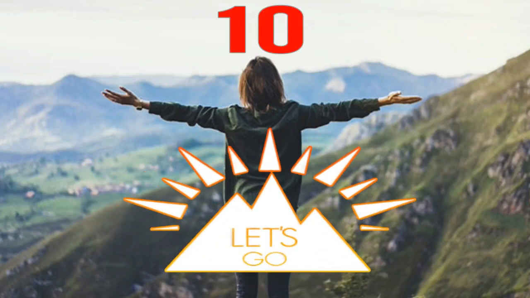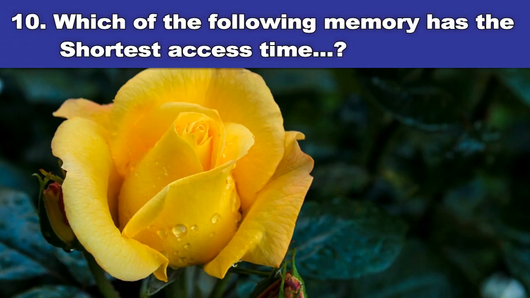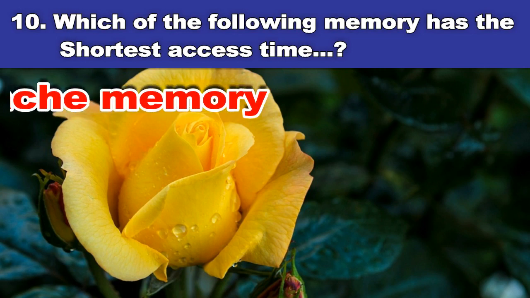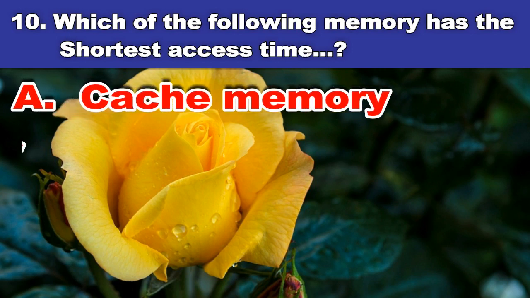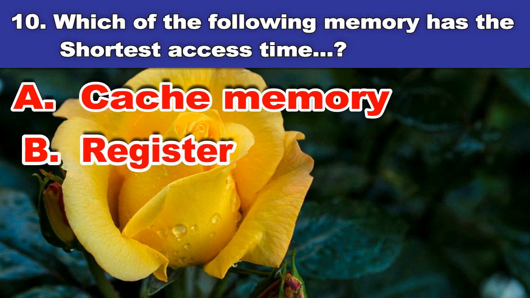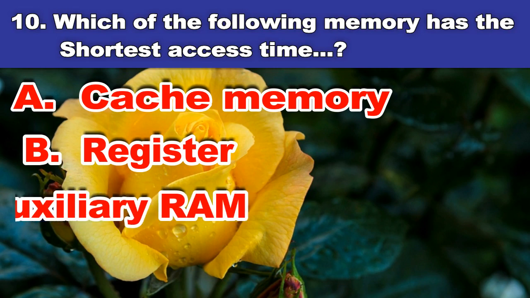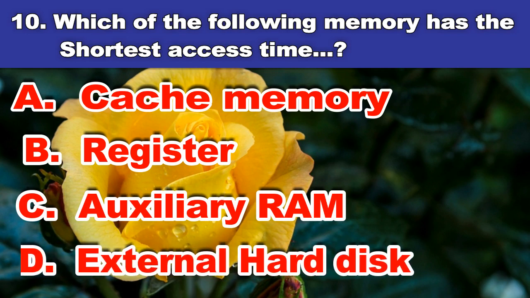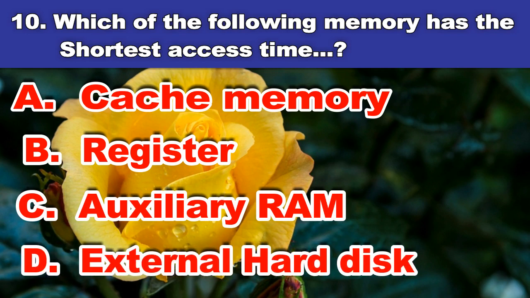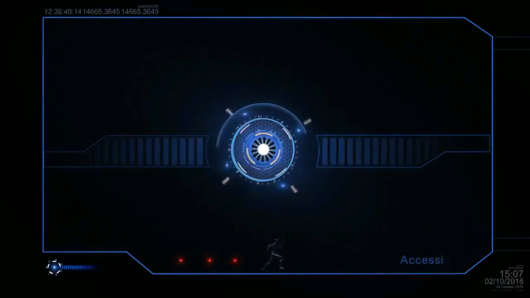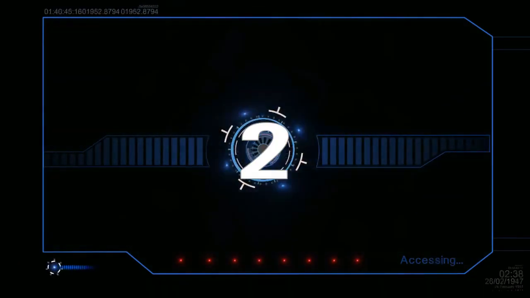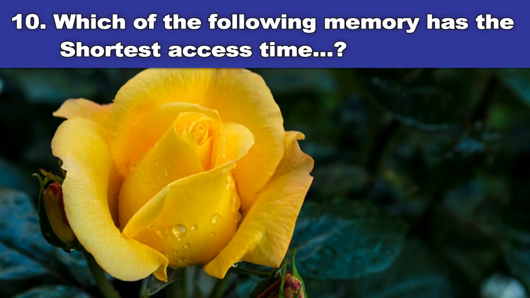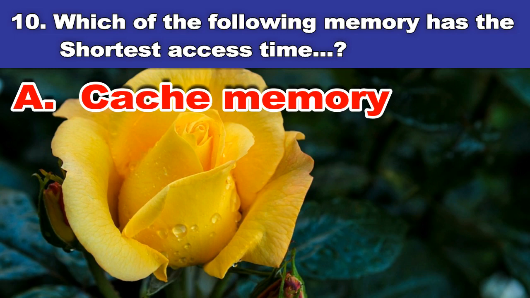10th question. Which of the following memory has the shortest access time? A. Cache memory, B. Register, C. Auxiliary RAM, D. External hard disk. And the answer is cache memory.